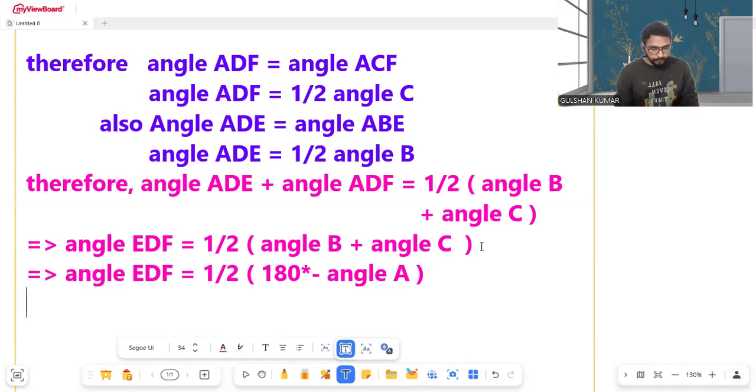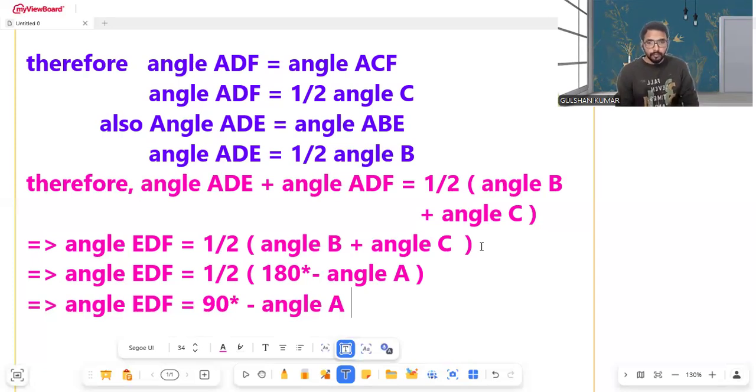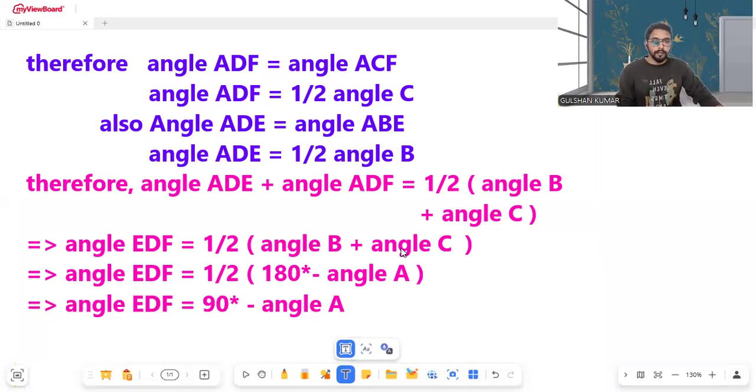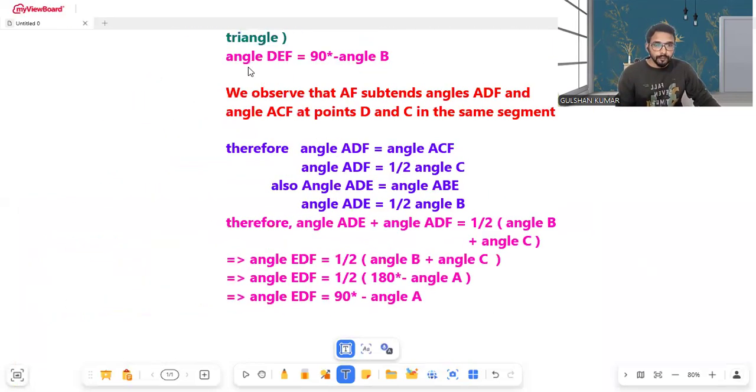So this implies that angle EDF will be 90 degrees minus half of angle A. So we have proved that angle EDF equals 90 degrees minus half of angle A, and we have also proved that angle DEF, that will be here. Okay, that is here, and one here.